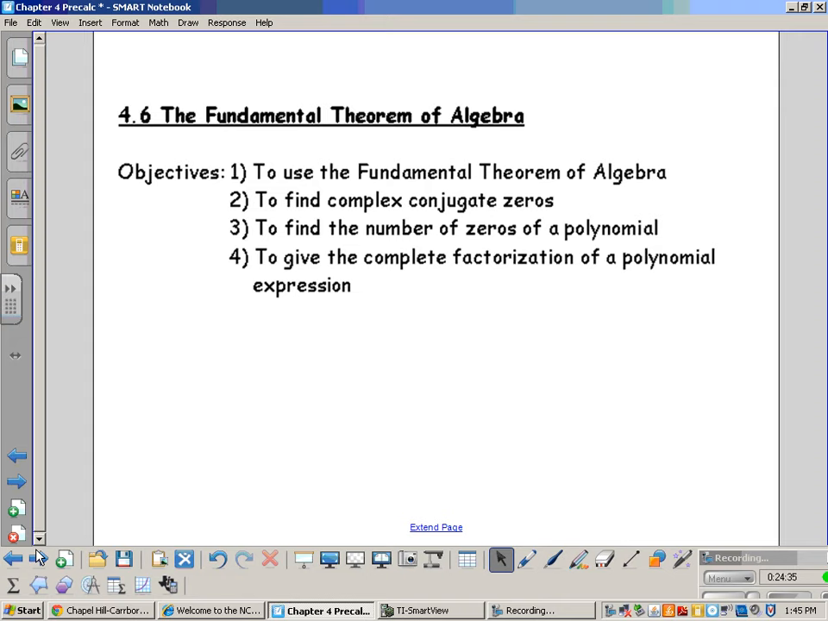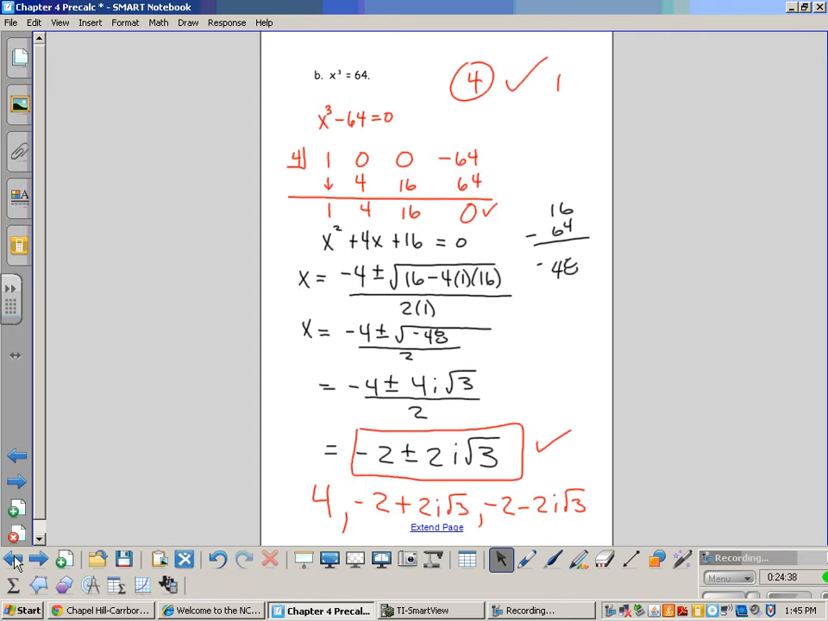Okay, and that's all I have for section 4.5.